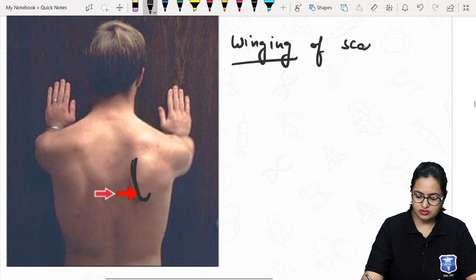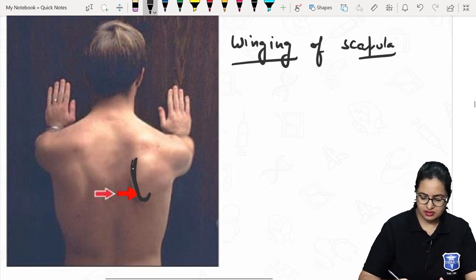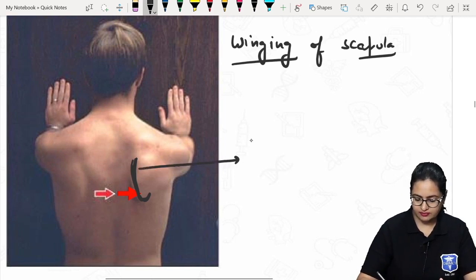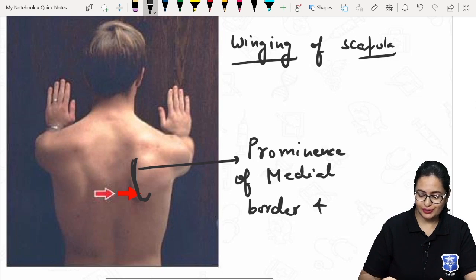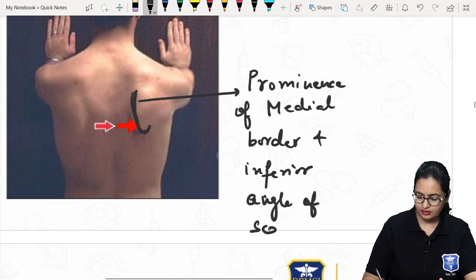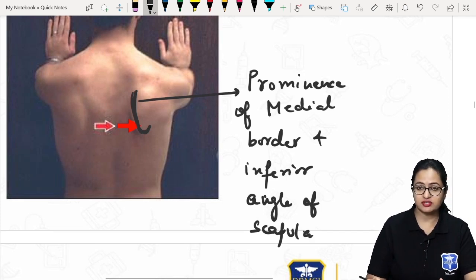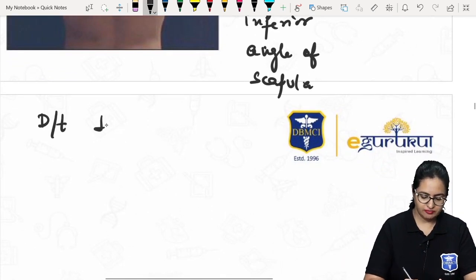When you ask the patient to push the wall, there is prominence of the medial border and inferior angle of the scapula. This condition is known as winging of scapula, and we say that this condition is due to injury of which nerve? It is due to the injury of the long thoracic nerve.